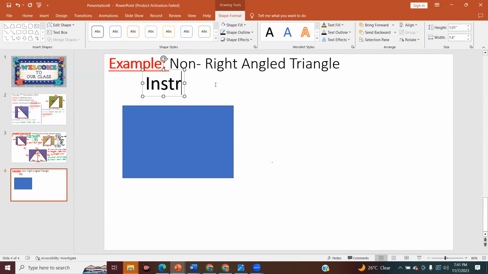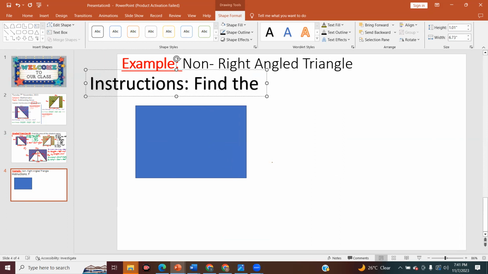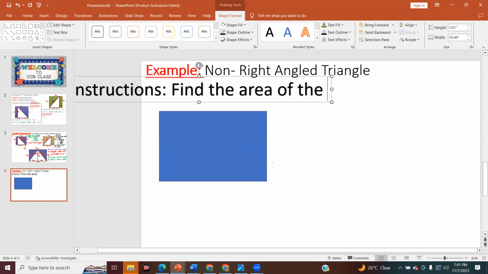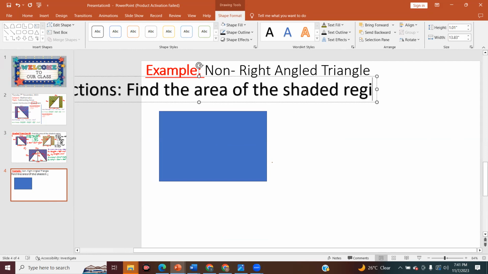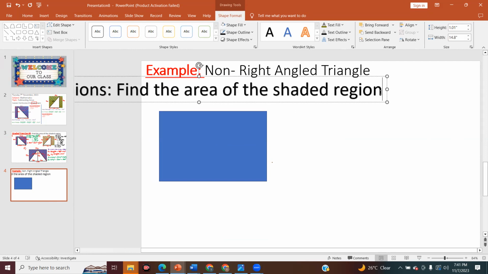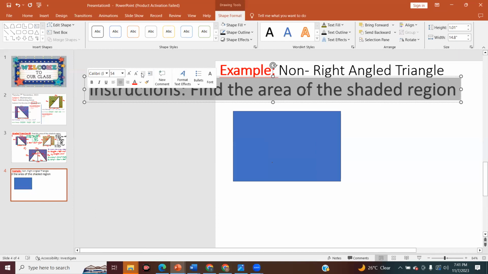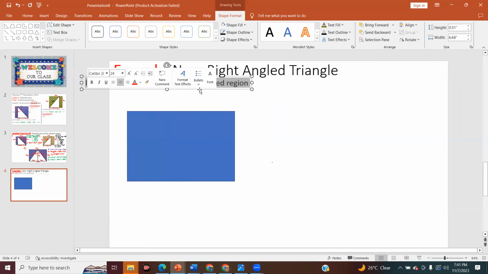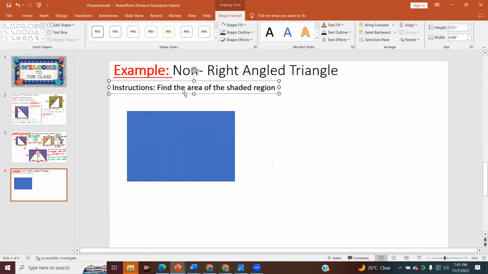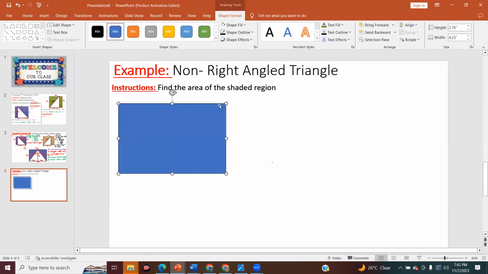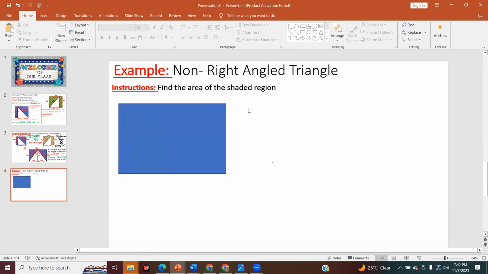All right, so instructions. We need to find the area of the shaded region. So the instructions are to find the area of the shaded region. So yeah, let's do that.